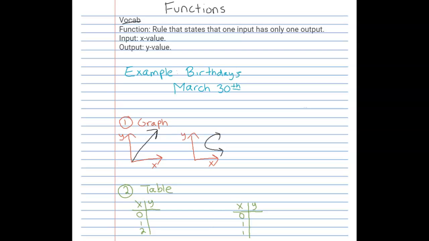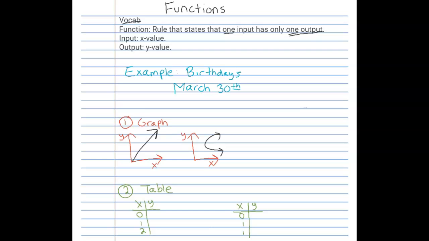The first thing we're going to talk about is the actual function itself. It's a mathematical rule that states that one input, keyword here is one input, only has one output. So really the big emphasis here is the one output.